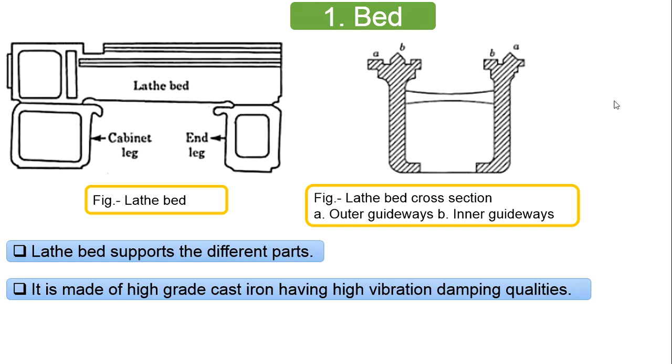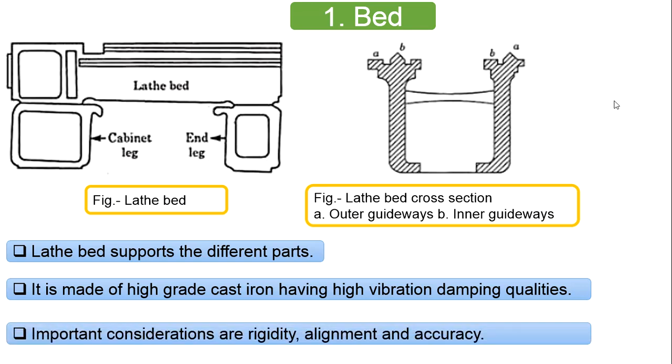So this bed which supports the different parts is made from high grade cast iron with high damping capacity. For this purpose we prefer grey cast iron with the high damping capacity property. Because of this high damping capacity, whatever shocks and vibrations are coming will be absorbed by the grey cast iron. For this reason grey cast iron is preferred for manufacturing of the bed.